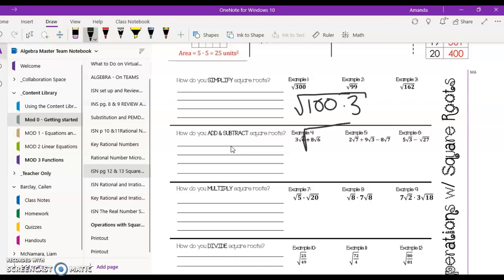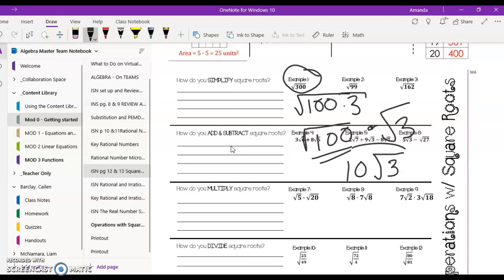The square root of 100 times the square root of 3. Same thing as the example that you were given. But you know that the square root of 100 is 10. So the square root of 300 is going to be the same as the square root of 3 times 10. Or we can simplify it like that.